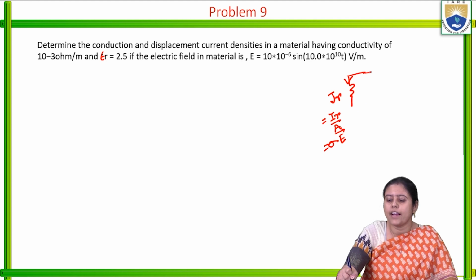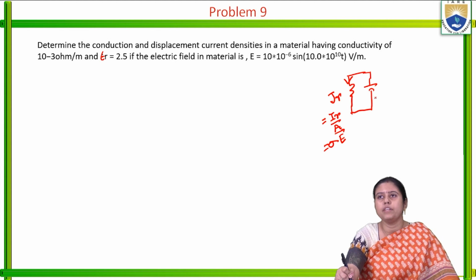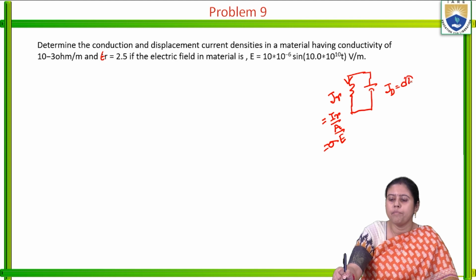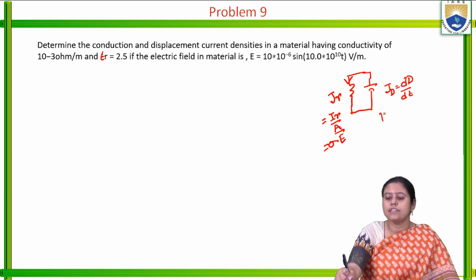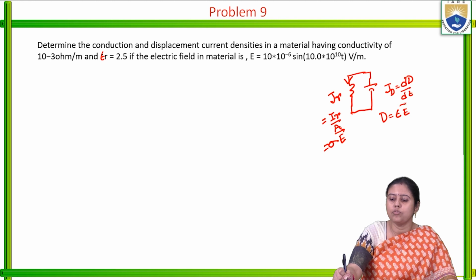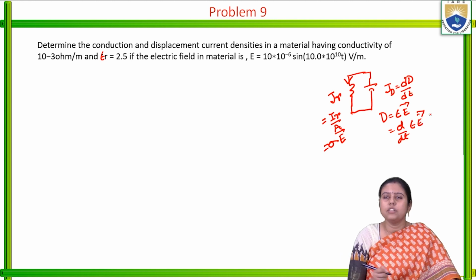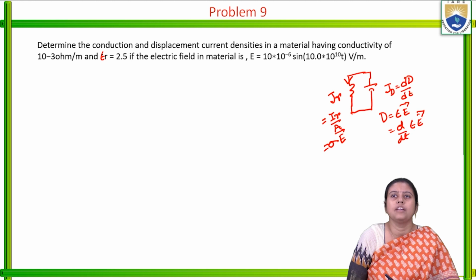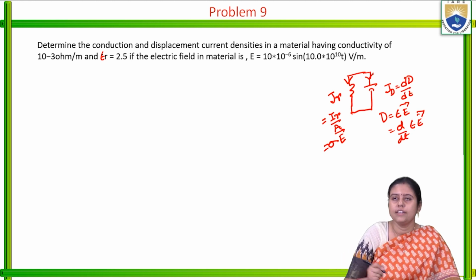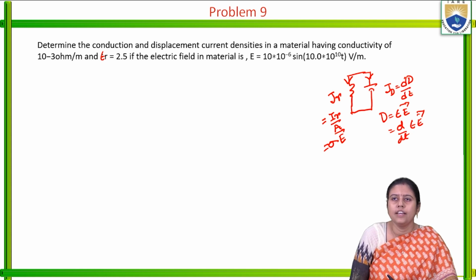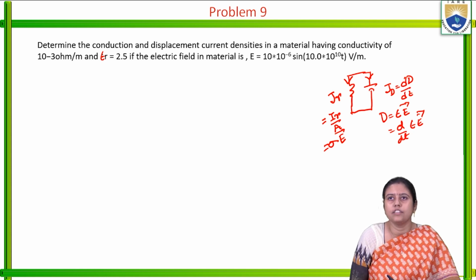Another current is when the current flows through any capacitor, there is some displacement current. What is the meaning of the displacement current? Displacement current is dD by dt. What is D? D is equal to epsilon into E. So dD by dt is epsilon into dE by dt. So these are JC and JD. D is equal to epsilon into E.